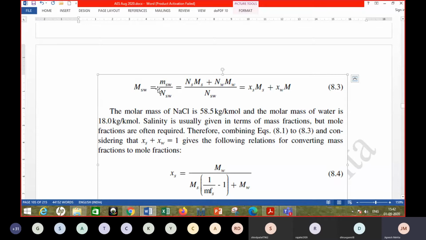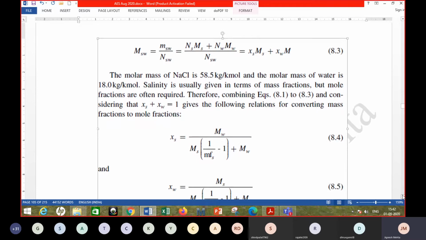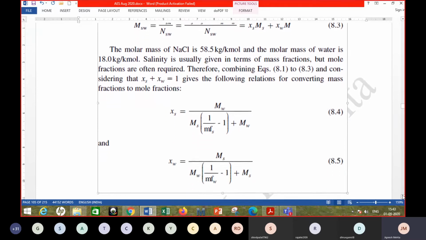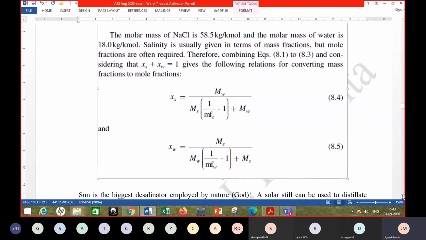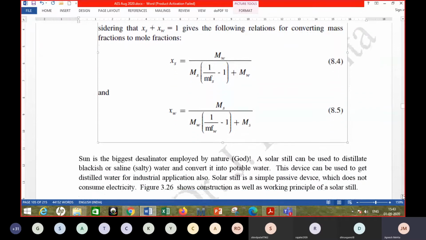So the molecular mass of seawater may be found with this formula: XS MS plus XW MW. Okay, and the molar mass of NaCl is 58.5 kg per kilomole, and that of water is 18 kilogram per kilomole, right? So sometimes the salinity is given in mass fraction like ppm, but you may need the mole fraction, which can be found with this formula.